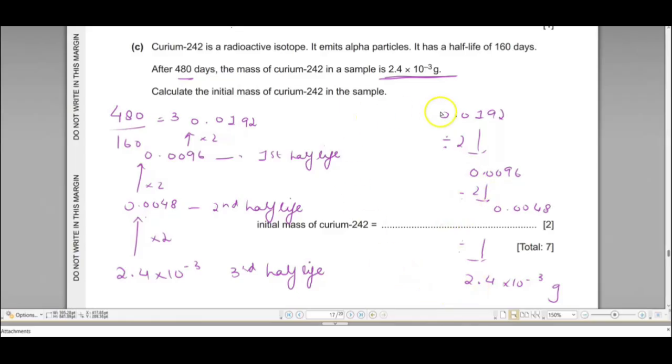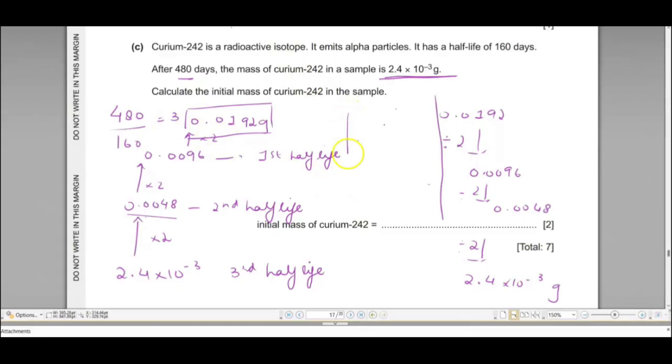So if we want to go backward, we've been dividing by 2, so we need to multiply by 2. What was there in the end, multiplied by 2, at the end of the second half-life would be 0.0048. And then after the first half-life, if we multiply this by 2, we will get 0.0096. And obviously, initially, before anything happened, if we multiply this value by 2, we will get an answer of 0.0192 grams over here. Okay? So it went from this to this, so we can also go from here to here. It is just for the understanding purpose.